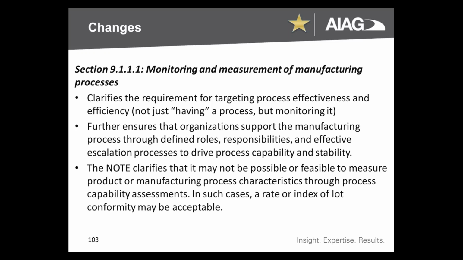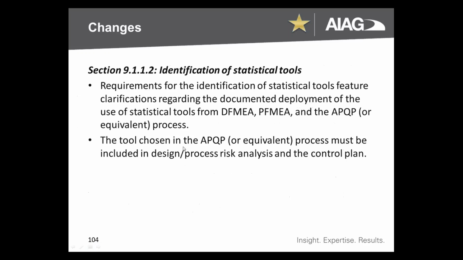There is an added note that for some manufacturing processes, it may not be possible to demonstrate product compliance through process capability. Alternate methods such as batch conformance to a spec may be used. Depends again on the type of product you're making.